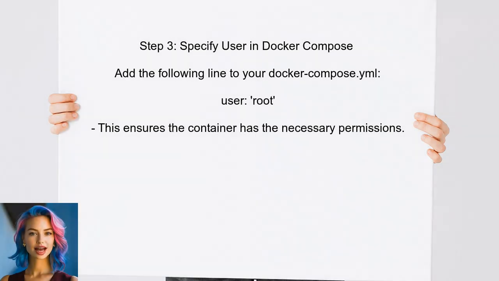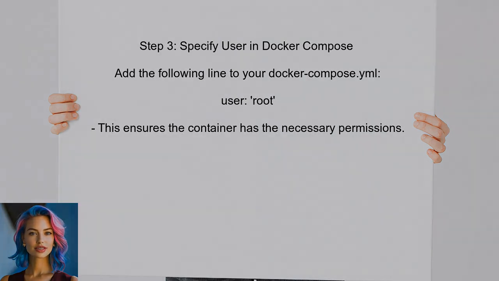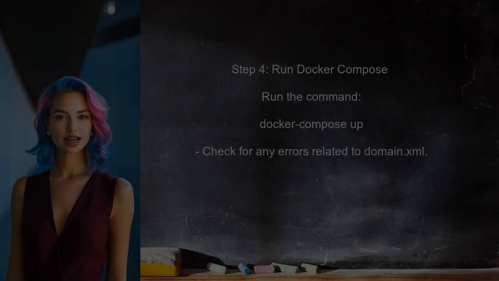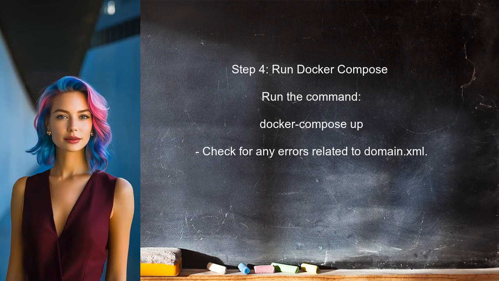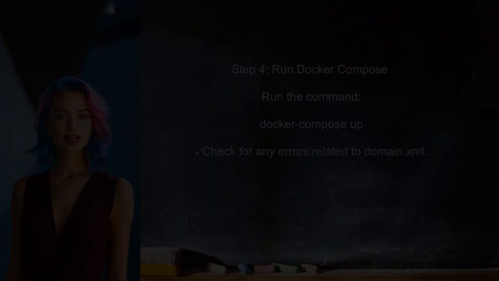Next, the user should ensure that the Docker container is running with the correct user permissions. This can be done by specifying the user in the docker-compose.yml file. After making these changes, the user can try running docker compose up again. This should allow the domain.xml file to be overwritten successfully.